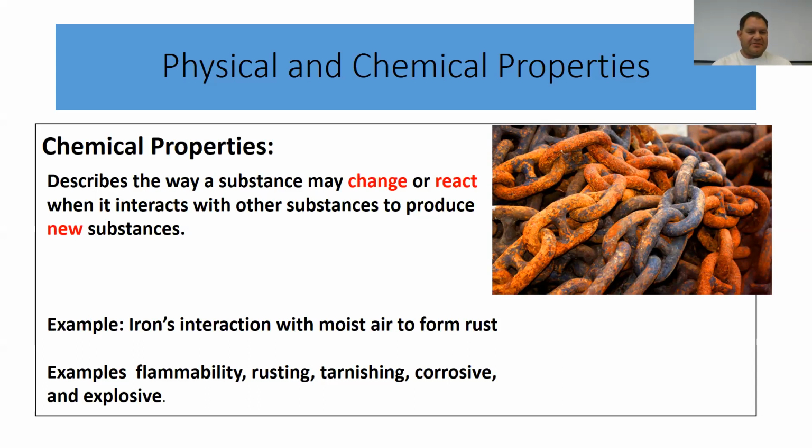Examples of chemical properties, there are some materials that are flammable, so that they burn, right? Others, rusting or tarnishing, or they might be corrosive or explosive. So all of these terms describe a substance's interaction, property interaction when it comes in contact with something else, okay?